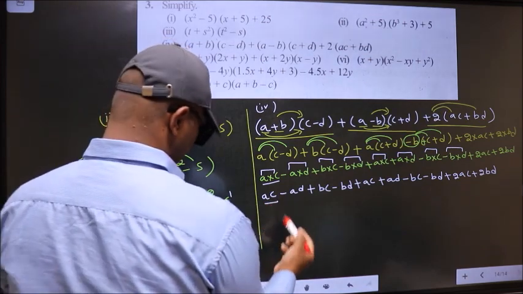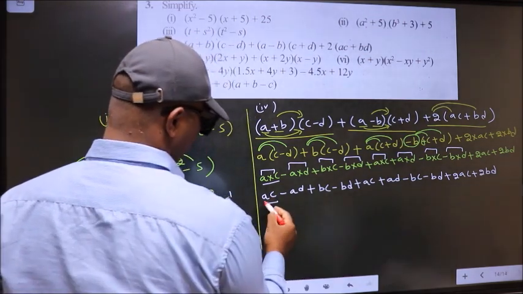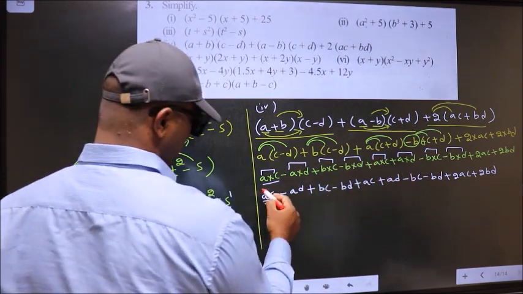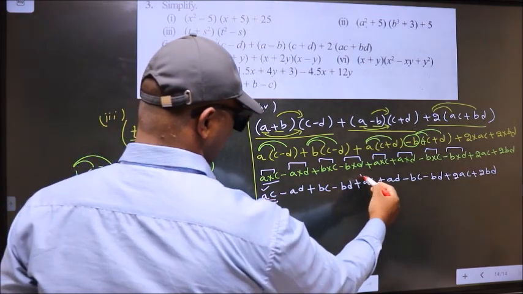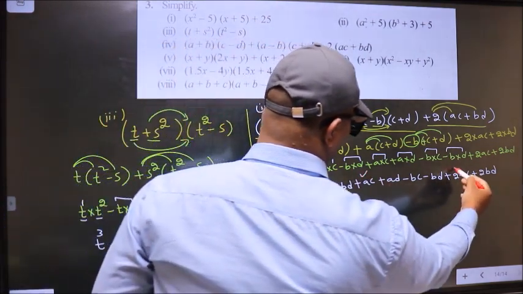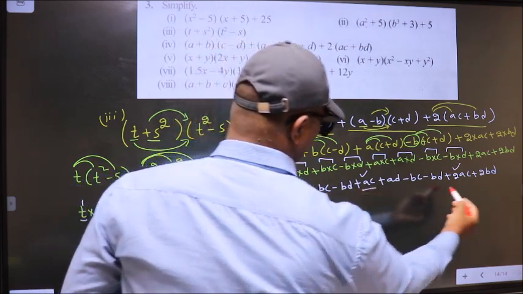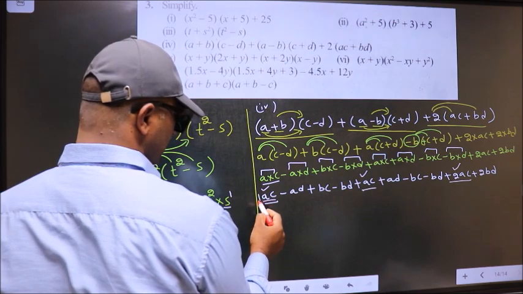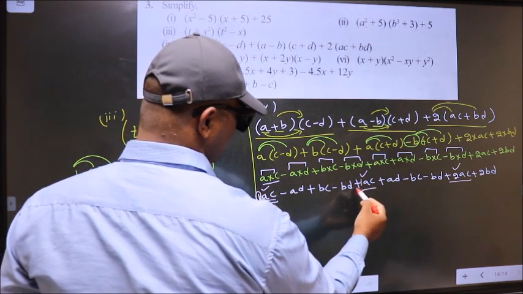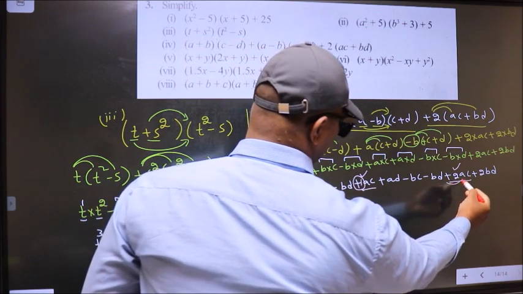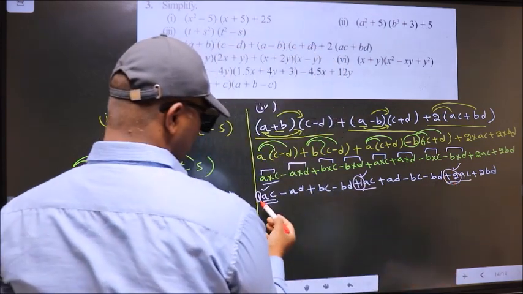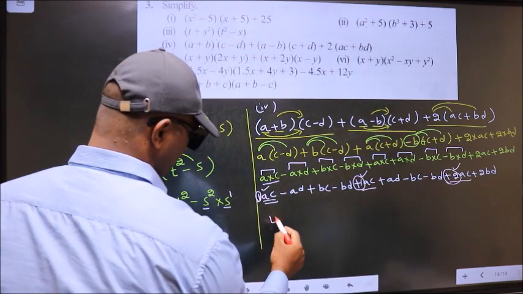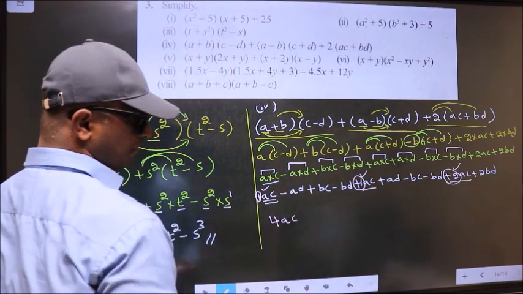Starting with AC. Do we have AC anywhere else in this expression? Here AC, here we have AC, and here. Now look at the numbers before that. Here it is 1 and here also it is 1 and here it is 2. So 1 plus 1 2, 2 plus 2 4. So we get 4 AC.